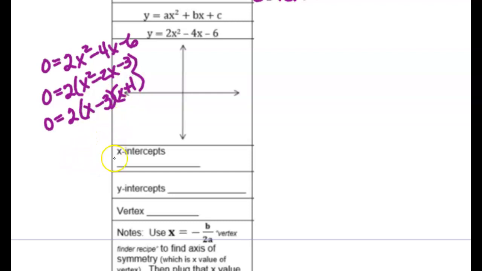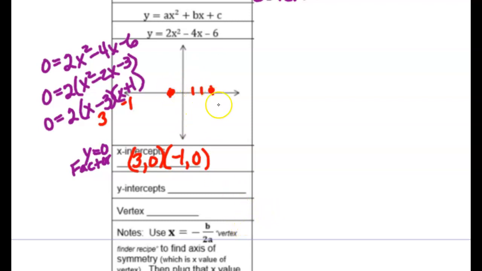So to find the x-intercepts, you set y equal to 0 and factor, or you use your calculator, or you use the quadratic formula, but you have to put the 0 in for the y to find x-intercepts. So I have 3 and negative 1, so that would be (3, 0) and (negative 1, 0). 1, 2, 3, and negative 1. These graphs are not going to be very accurate, I'm telling you right now.